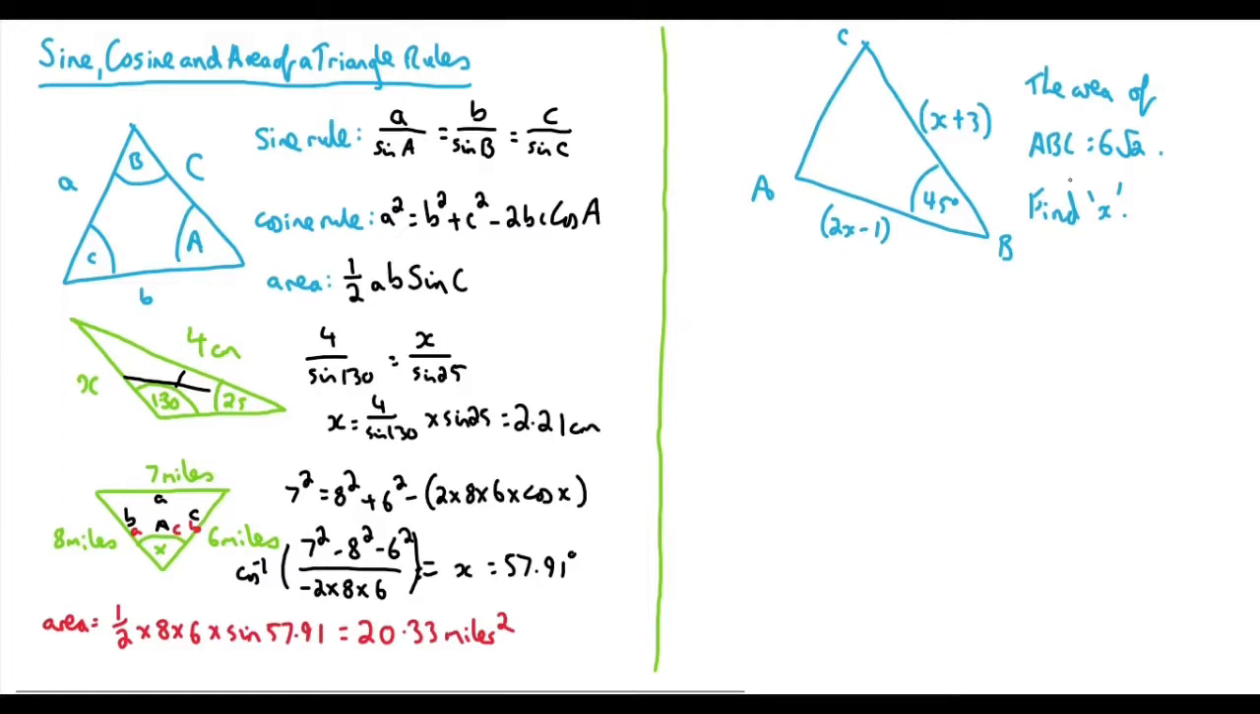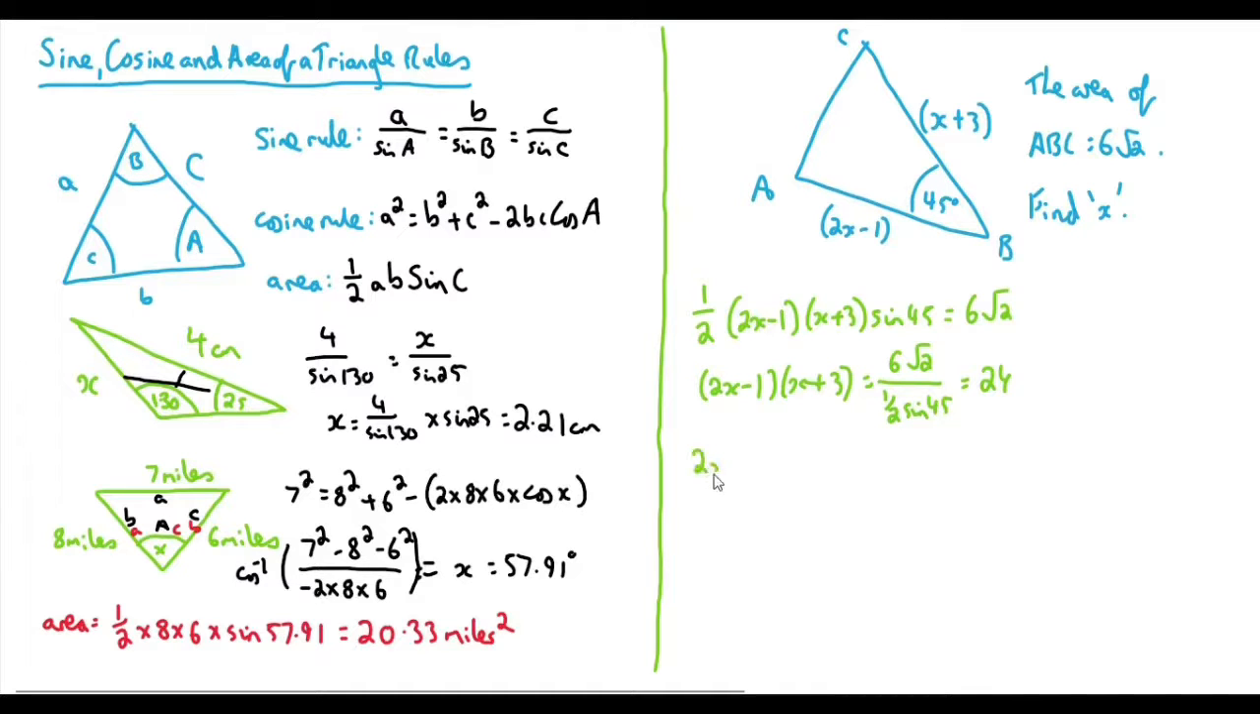Alright, so because we know this is to do with the area, we'll start off by setting up that equation. So we will have a half of 2x minus 1 times x plus 3 times the sine of 45. That would equal the 6 root 2. Therefore, just leaving these brackets here, you have 2x minus 1, x plus 3, but that will then equal the 6 root 2 over the half sine 45, which, if you put that in your calculator, actually comes out to just 24.